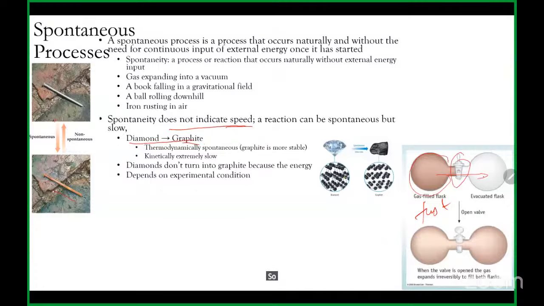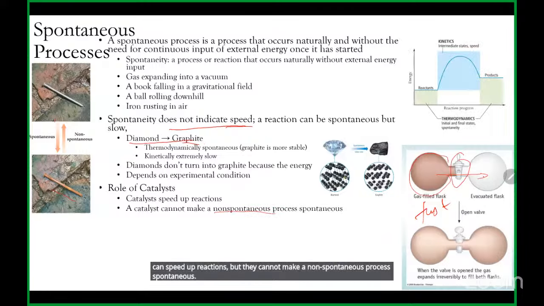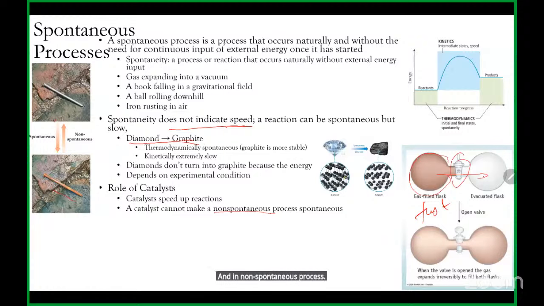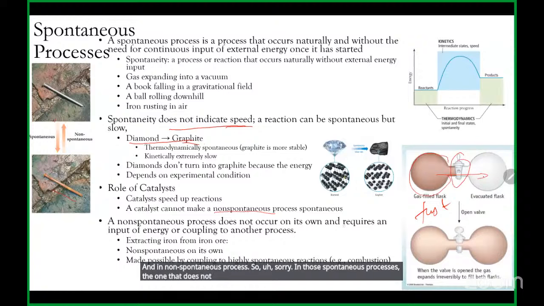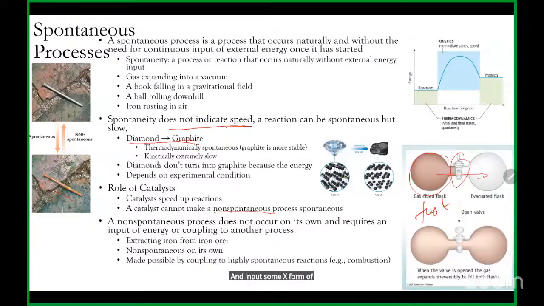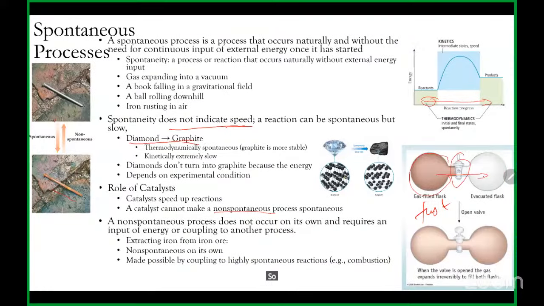So the speed depends on other experimental conditions. Catalysts can speed up reactions, but they cannot make a non-spontaneous process spontaneous. A non-spontaneous process is one that does not occur on its own. It requires some form of external input. So this is what thermodynamics does. Thermodynamics talks about the direction of a reaction. This is called an energy diagram.